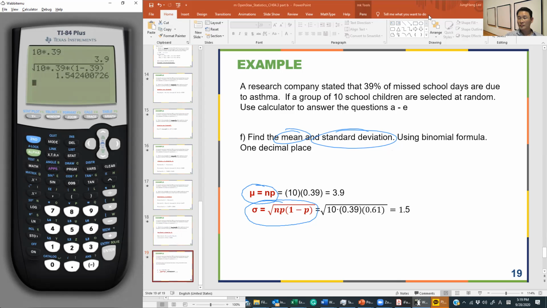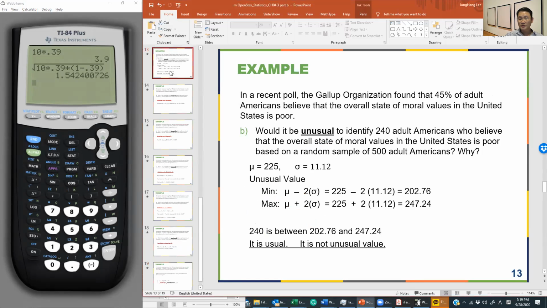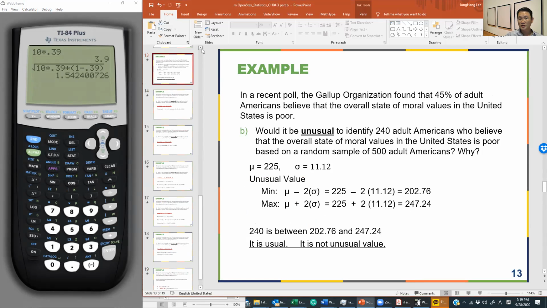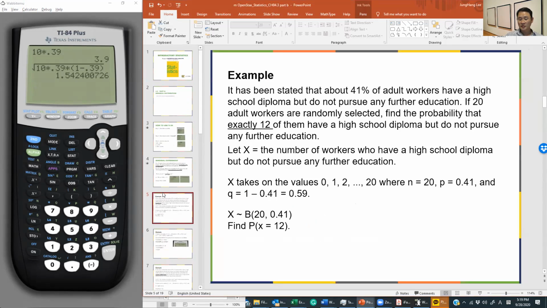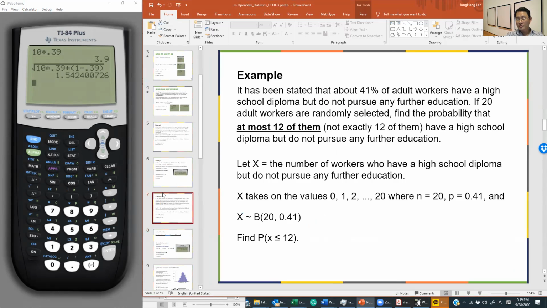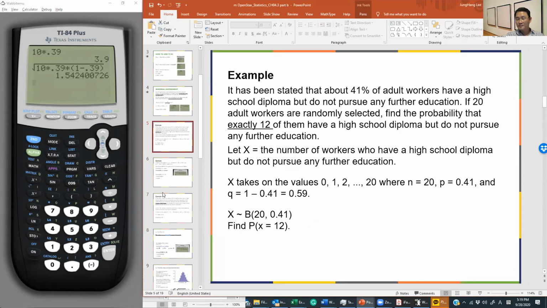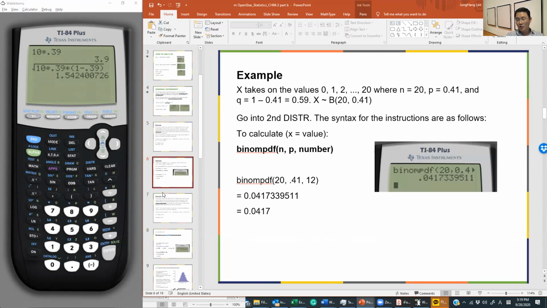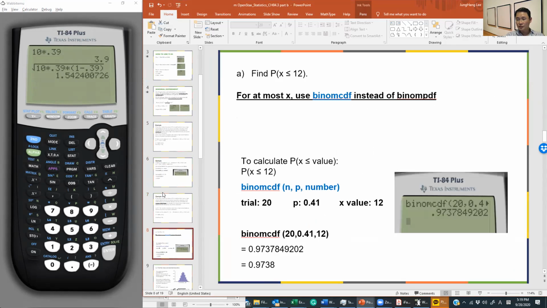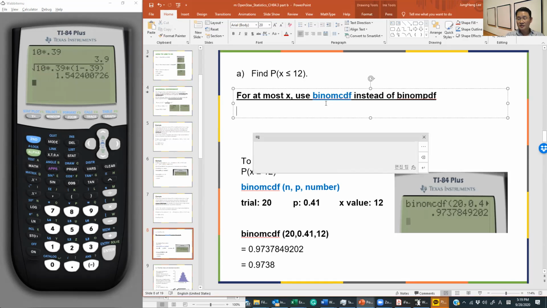So we did a lot of stuff. Let's go back. We did the usual and unusual by setting it up, let me go back to here. We did binomial PDF for exactly a certain number x. For at most a certain value, we use binomial CDF, as you can see from here.